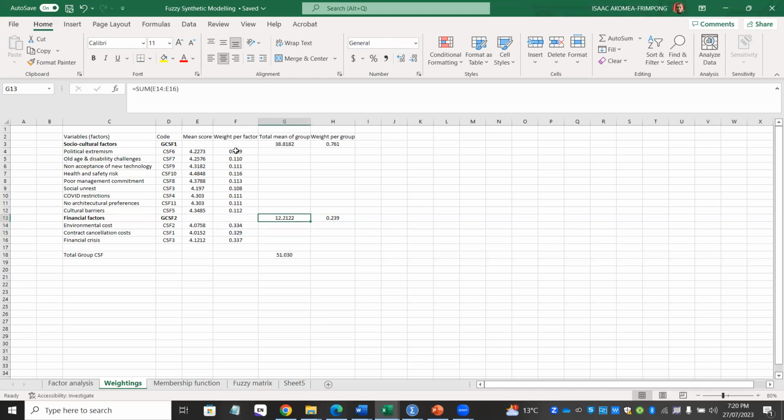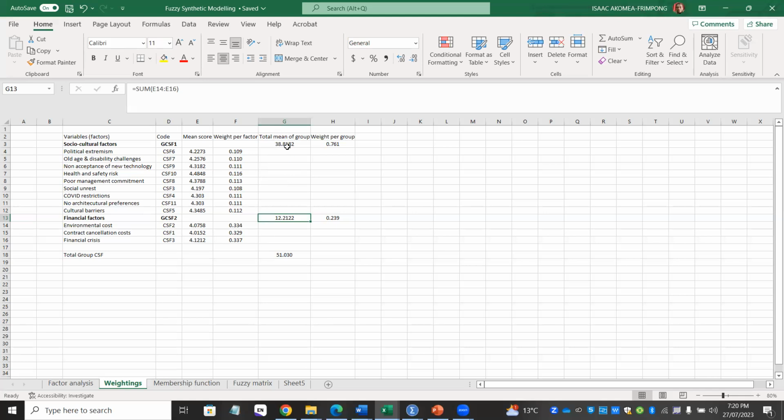Now let's determine the weight per group. So now we have moved from the variable or the factor level, and we are going to the group. We are looking at this from the group perspective. So if you take group 1, what is the weight? For us to get the weight of the groups, we have to do a further addition by adding the total mean of the groups together.